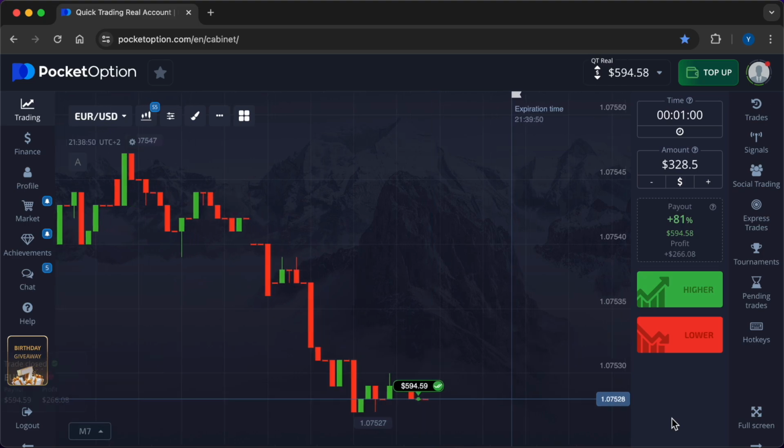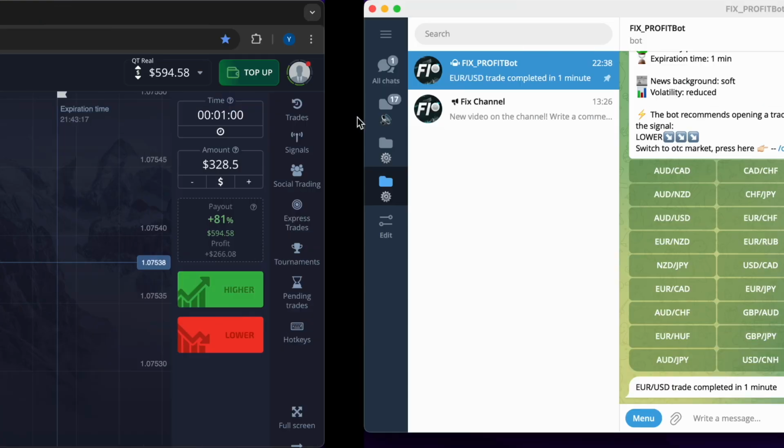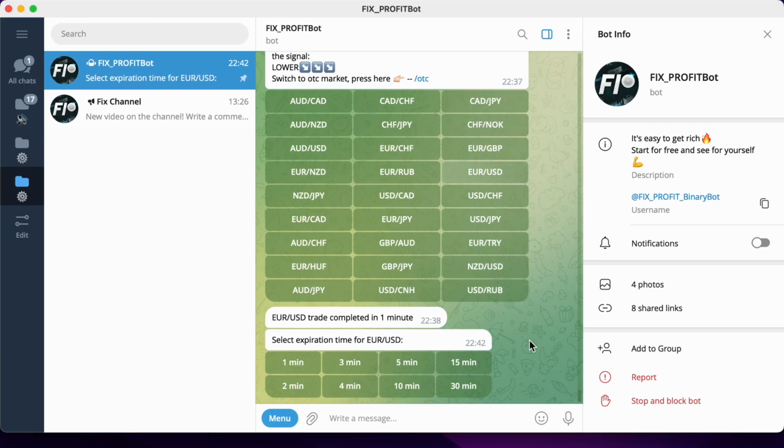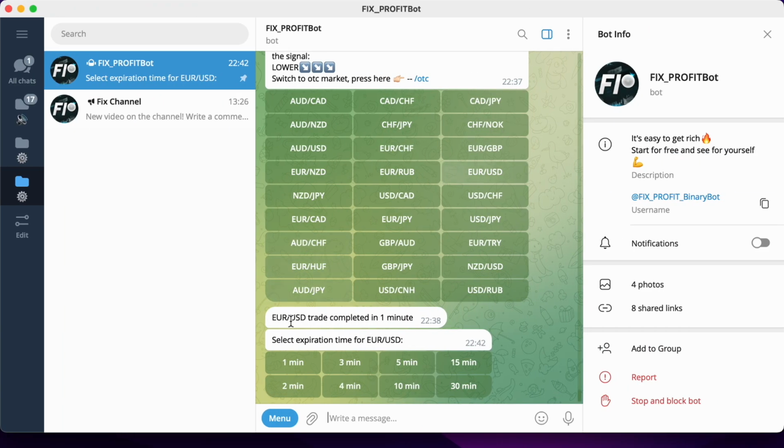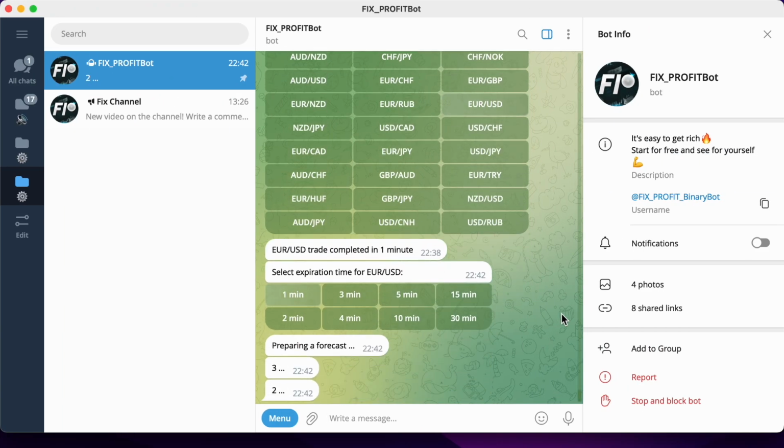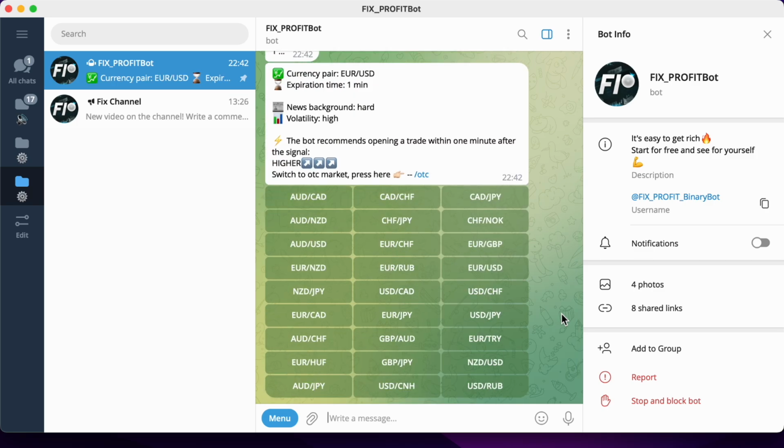So, I'm profitable again, $266.08. Now it's time for the final trade. I want to cross the $1,000 mark. I'm investing $594.58. The final signal is higher.